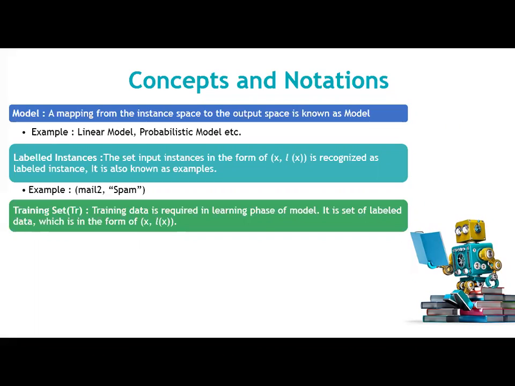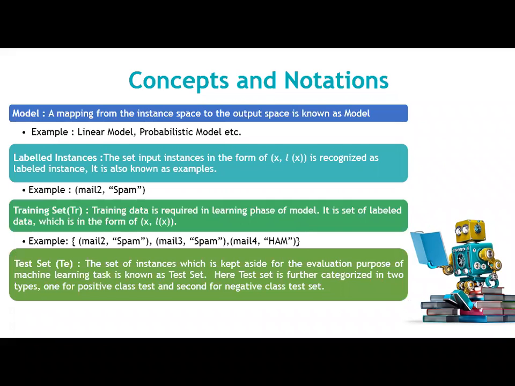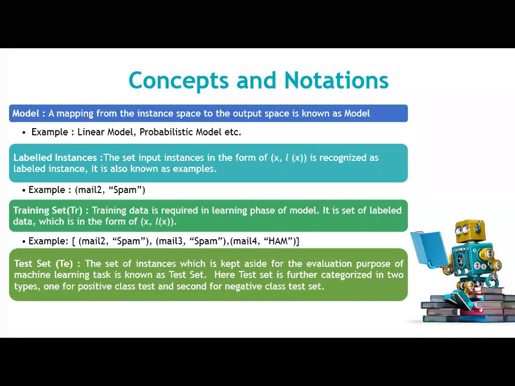So the training data set is required in the learning phase of the model, and the training set is a set of labeled data. Labeled data means what? Suppose I have 3 data points: mail 2 is spam, mail 3 is spam, mail 4 is ham. This type of instance X plus label of X is nothing but your training set. Next we have the test set. What is the test set? The set of instances which is kept aside.